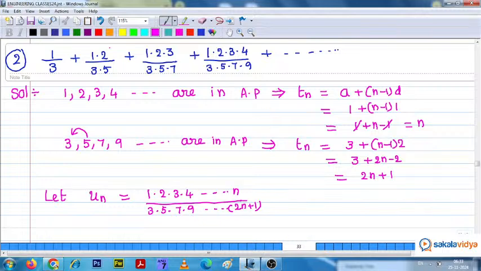Okay, just observe this one. The nth term will be 1 into 2 into 3 into 4 and so on n, over 3 into 5 into 7 into 9 and so on. That means here 1, 2, 3, 4 are in AP. Then Tn is equal to a plus n minus 1 into d. Here a is equal to 1, plus n minus 1 into 1. 1 plus n minus 1, the 1 gets cancelled, we have n. That is the nth term of the numerator.